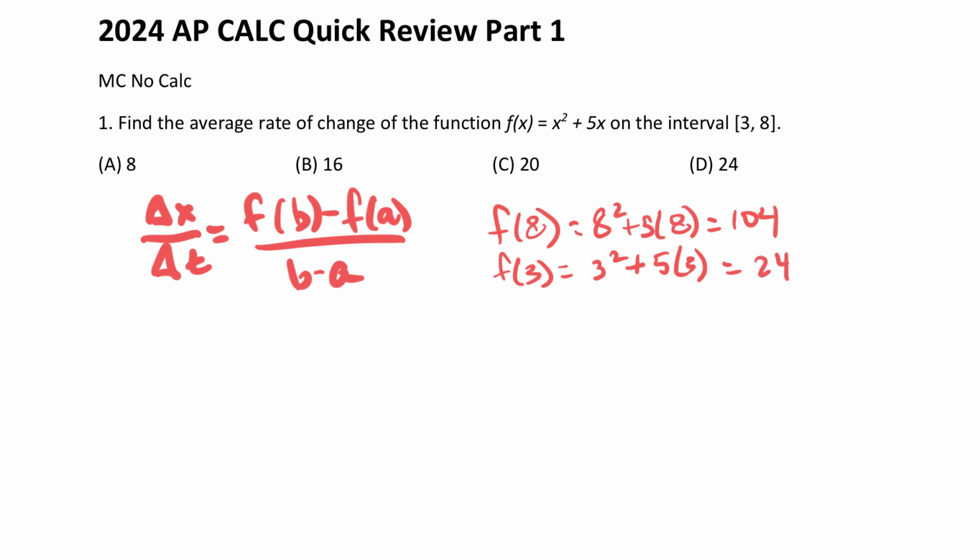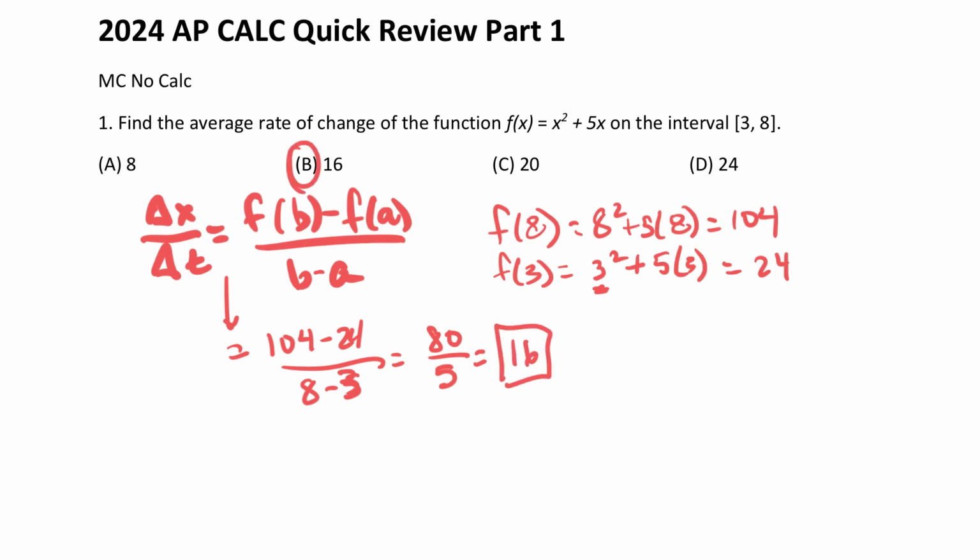So now plugging these in, this becomes 104 minus 24 over 8 minus 5. Sorry, this should be 8 minus 3. Let's correct that. So that gives us 80 divided by 5, which will give us 16 as our answer. So we are looking at B.